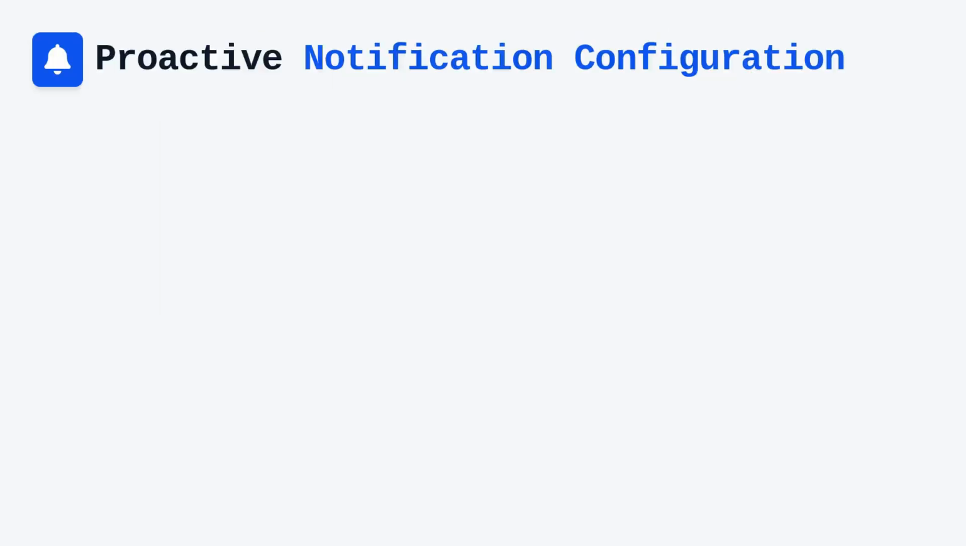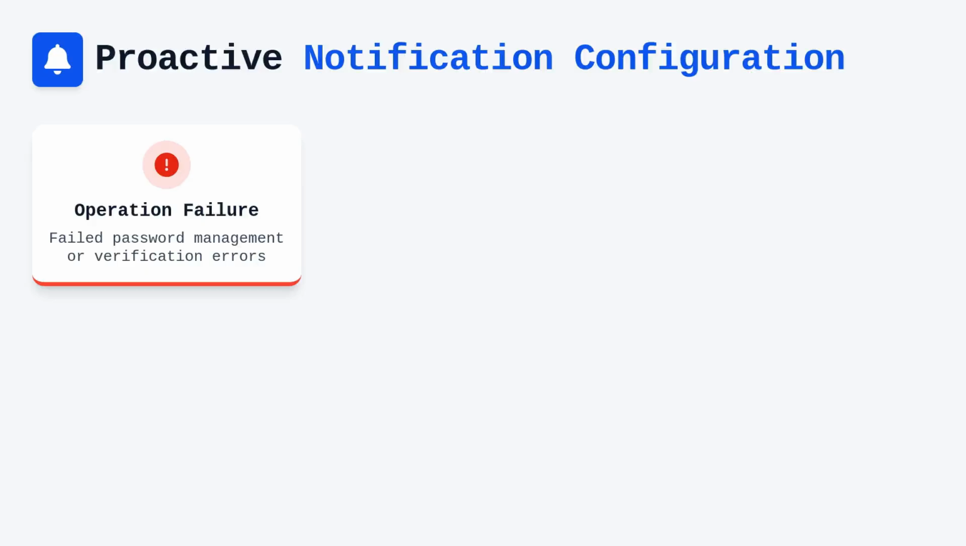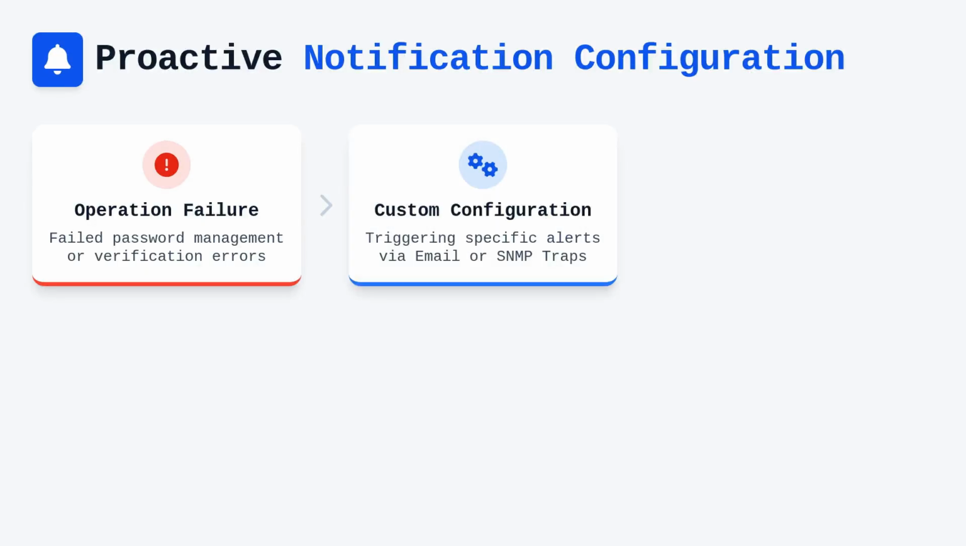Beyond timing, you often need to configure notification settings, especially when dealing with failed password management operations. When an automated task fails, it is not enough to simply hope that someone notices the discrepancy in the vault logs. You want proactive alerts that notify the appropriate administrators immediately. By adjusting the notification settings within your custom platform, you can ensure that the system triggers specific emails or SNMP traps whenever a change or verification operation ends in an error.